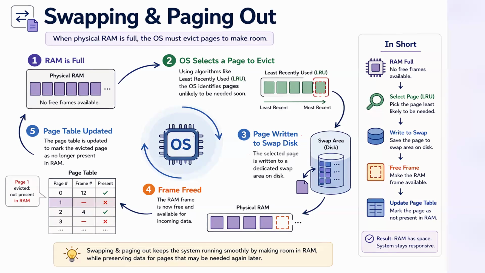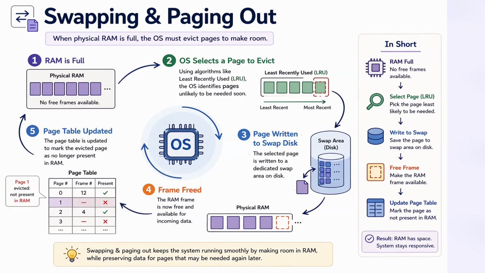Let's walk through what actually happens here. The OS identifies the page in RAM that can be removed. That page is written into a swap area on the disk, which ensures that the data is not lost, just temporarily moved. The corresponding frame in RAM is freed. Now space is available for the new incoming page. The page table is updated. That is, the removed or evicted page is marked as not present in RAM and as available on the disk.